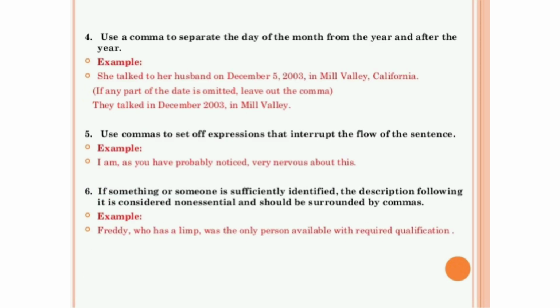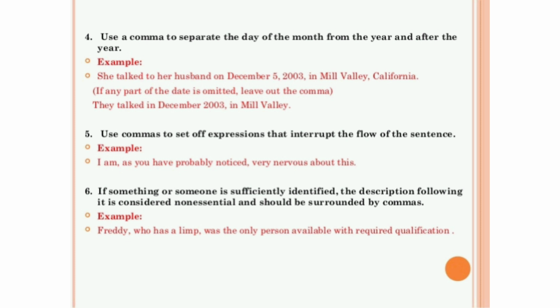Next, a comma is also used to separate the day of the month from the year and after the year. For example, she talked to her husband on December 5, 2003, in Mill Valley, California. Okay, so commas are used to separate the day and the year. We also use commas to set off expressions that interrupt the flow of the sentence. I am, as you have probably noticed, very nervous about this. So here the comma was used to separate ideas.